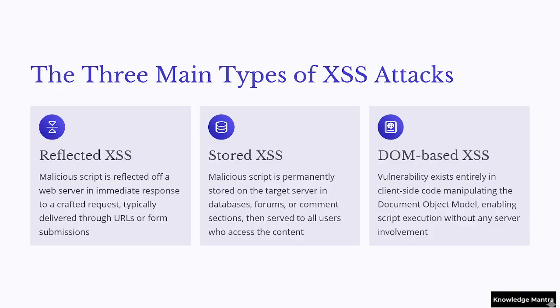The 3 types of XSS attacks. So there are 3 types of XSS attacks. The first one, reflected XSS. Quick and sneaky. The script is reflected off the web server through a crafted URL or form. It's instant. Second, stored XSS.